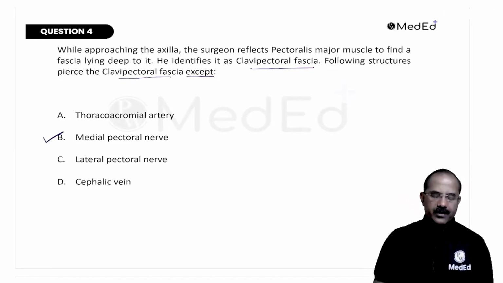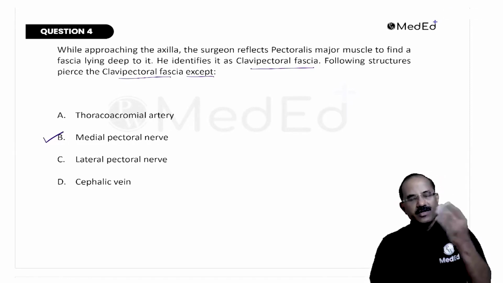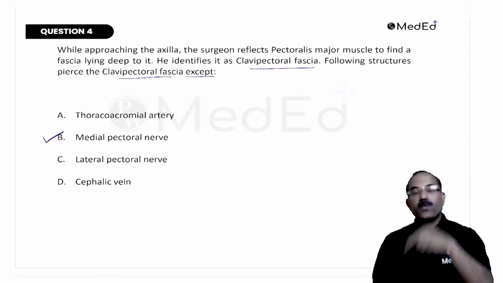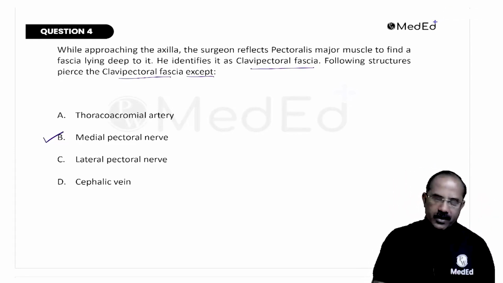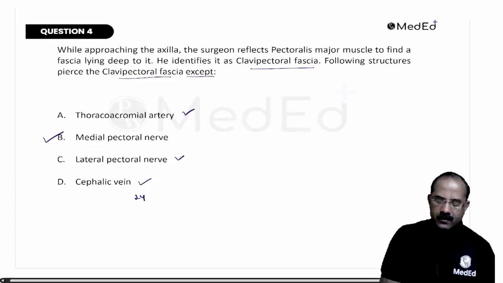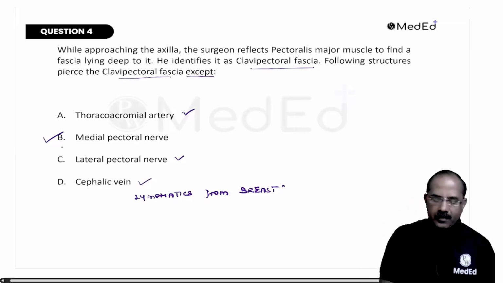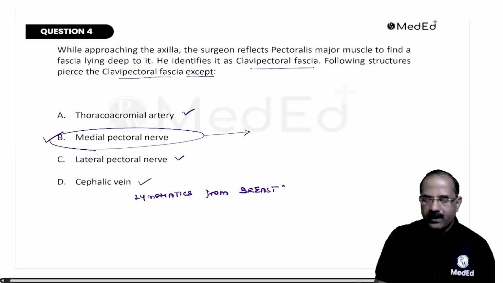B. Medial pectoral nerve. Very good. So what is the clavipectoral fascia? It lies deep to the pectoralis major. And what are the structures piercing the clavipectoral fascia? One is the cephalic vein, the thoracoacromial artery, the lateral pectoral nerve, and fourth is lymphatics from the breast. Correct? So who does not pierce the clavipectoral fascia? The medial pectoral nerve.